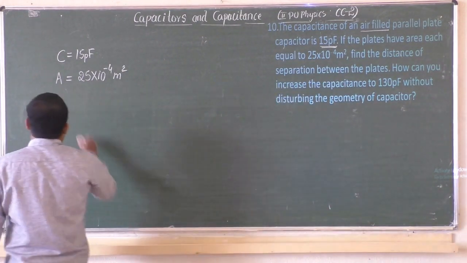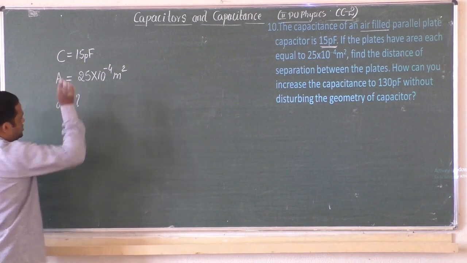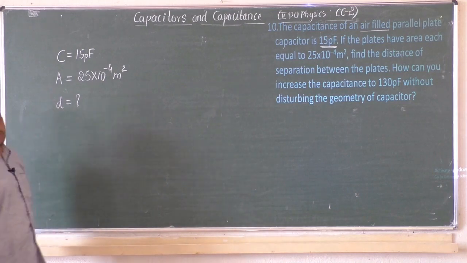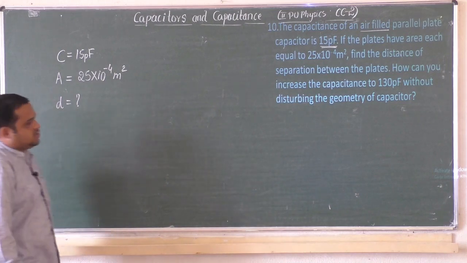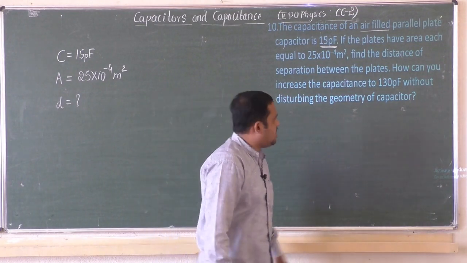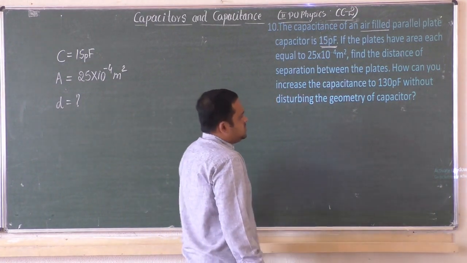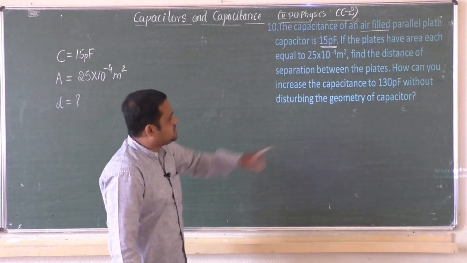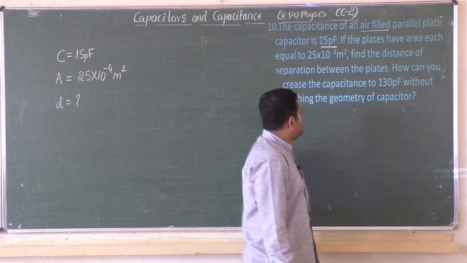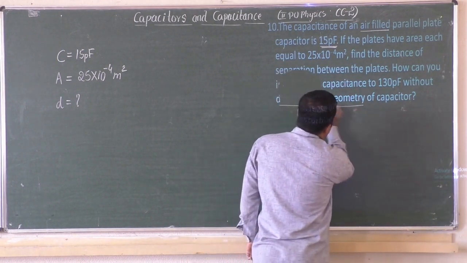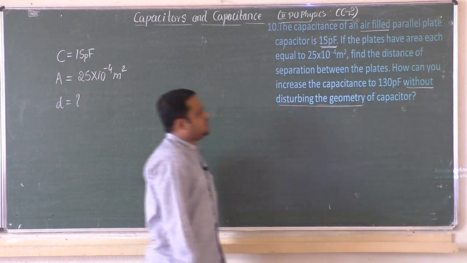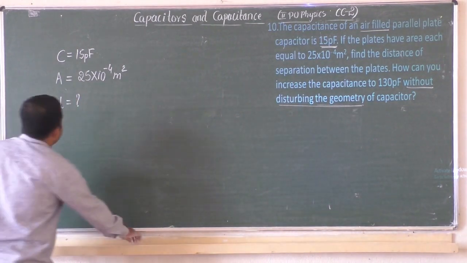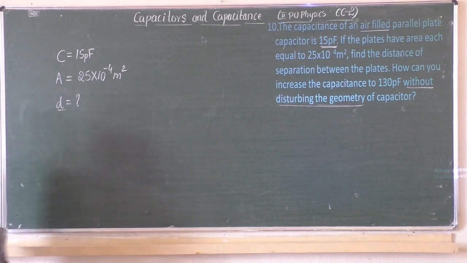So in the first case what we have to find? D. What is the separation between the plates of the capacitor? Now this is the case of an air-filled capacitor, therefore K is equal to 1, or we can use the equation that we derived. Next, the second part is, how can you increase the capacitance to 130 picofarad without disturbing the geometry? Let us discuss the second part later. First of all, let us calculate the D value.